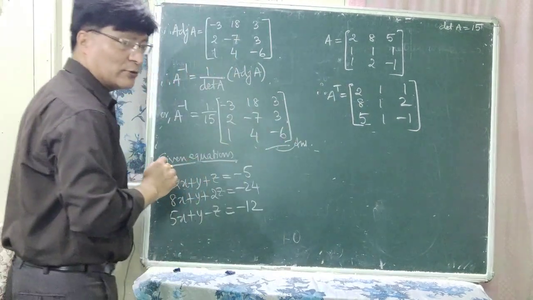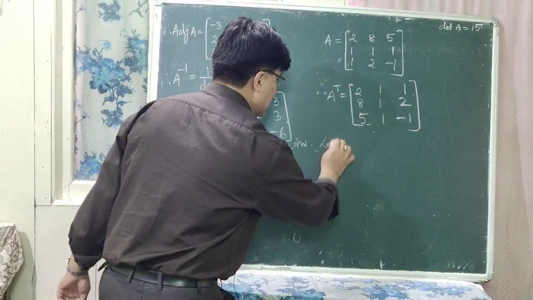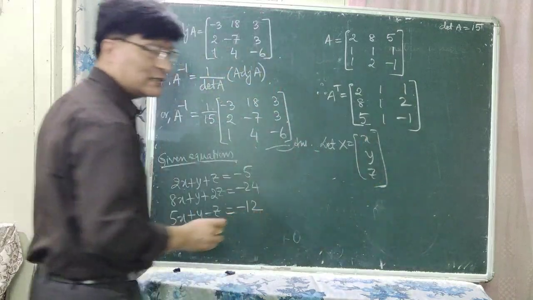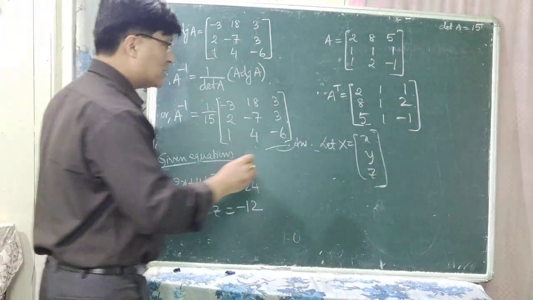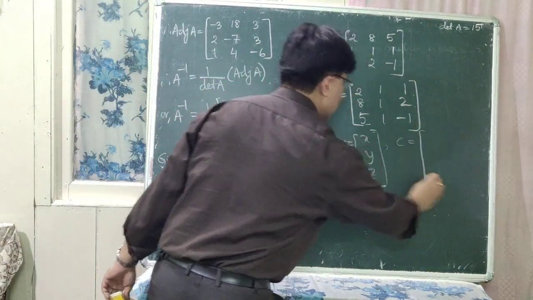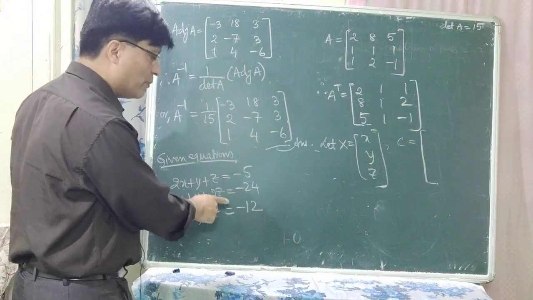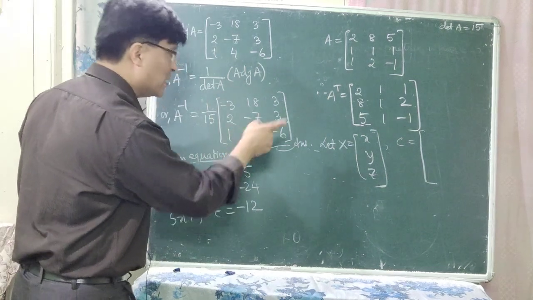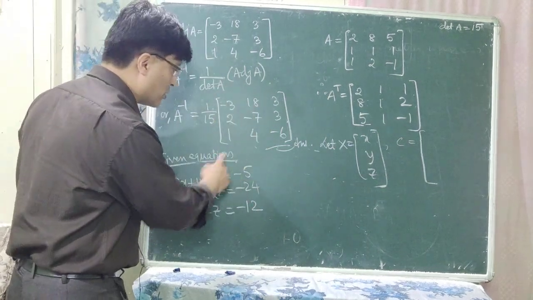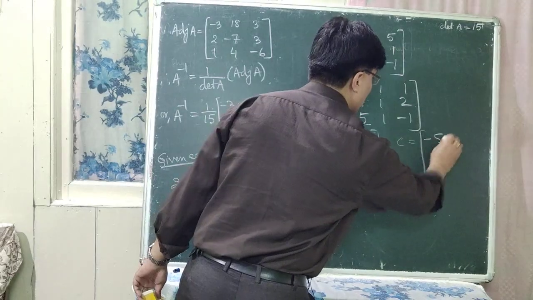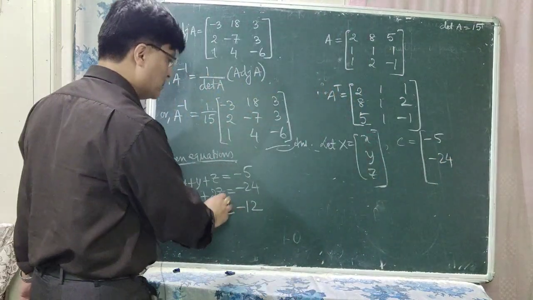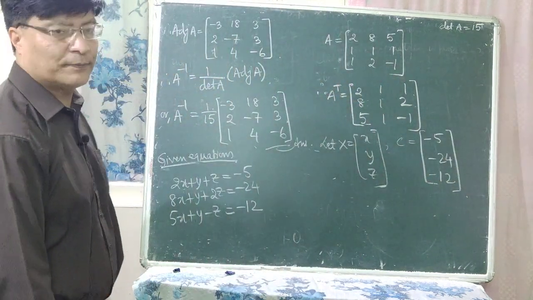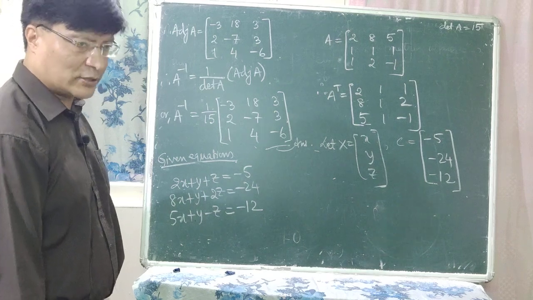So this is your A transpose. Now what is capital X here? It is X, Y, Z, right? Is that clear to all of you? Next, which is the constant matrix here? It is minus 5, minus 24, minus 12. This is the column matrix. This capital X is also a column matrix, and this C is also a column matrix. That is your constant one: minus 5, minus 24, and then minus 12. So I think you have understood it.